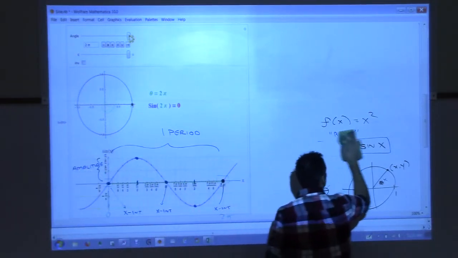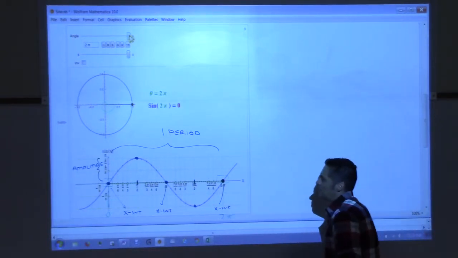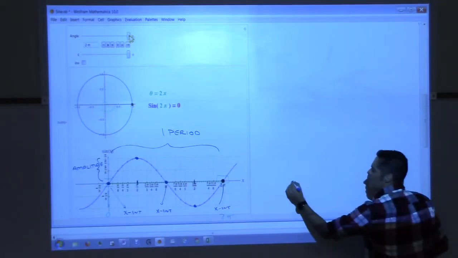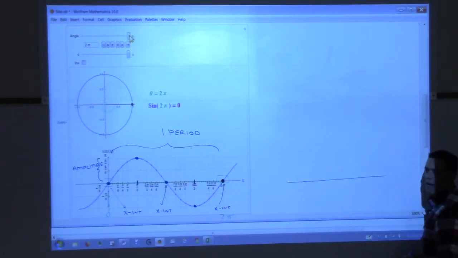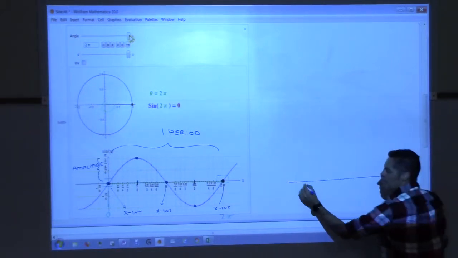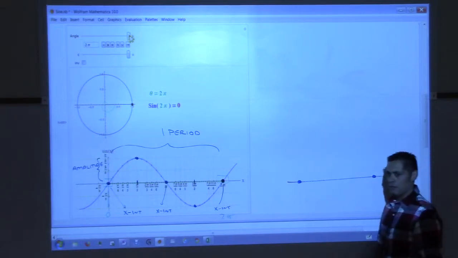I'm going to try and summarize this with a less detailed picture. Let's say that I have a graph of a sine function. All right? I'm going to put it right here. Let's say that I tell you this is the beginning of the period and the end of the period, and that's all I tell you.